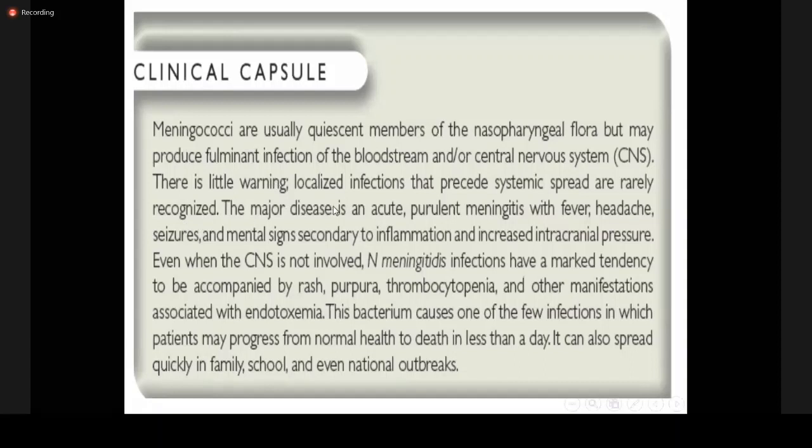For example, it can cause meningitis, which is acute and purulent. What is the meaning of purulent meningitis? It means that there are pus cells in the CSF, with seizures and mental signs secondary to inflammation of the meninges. What is meningitis? It is inflammation of the meninges, you know. And there will be an increase in the intracranial pressure. So remember two things: inflammation and increase in the intracranial pressure.